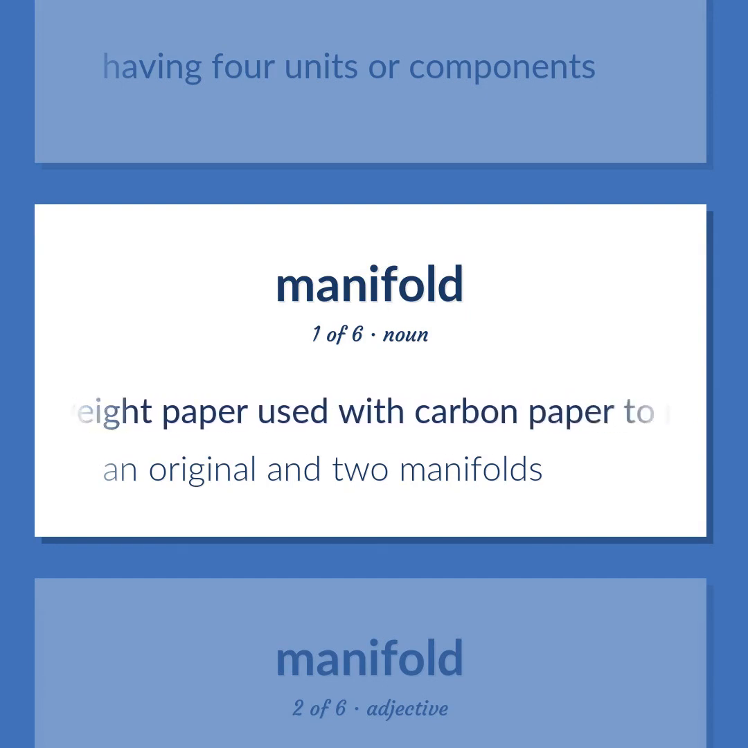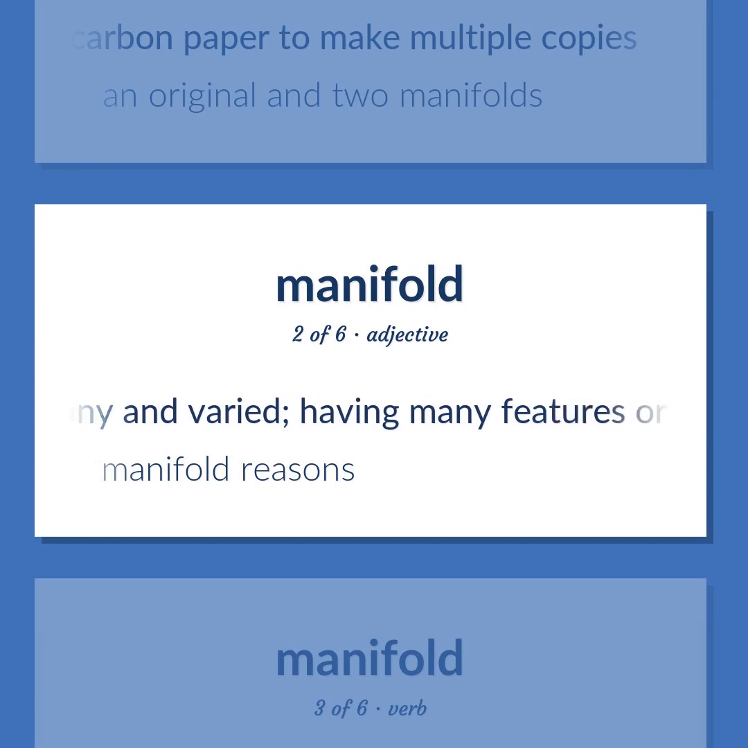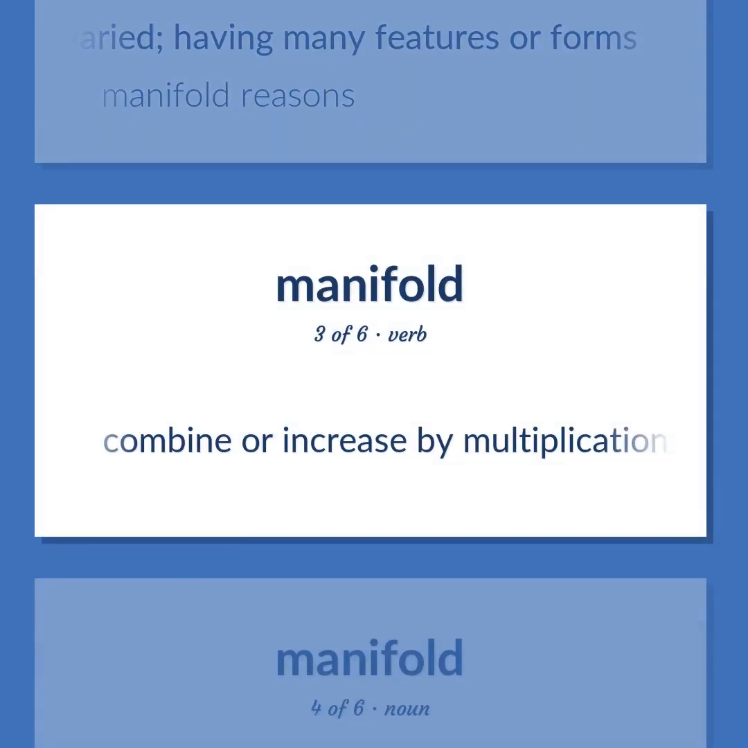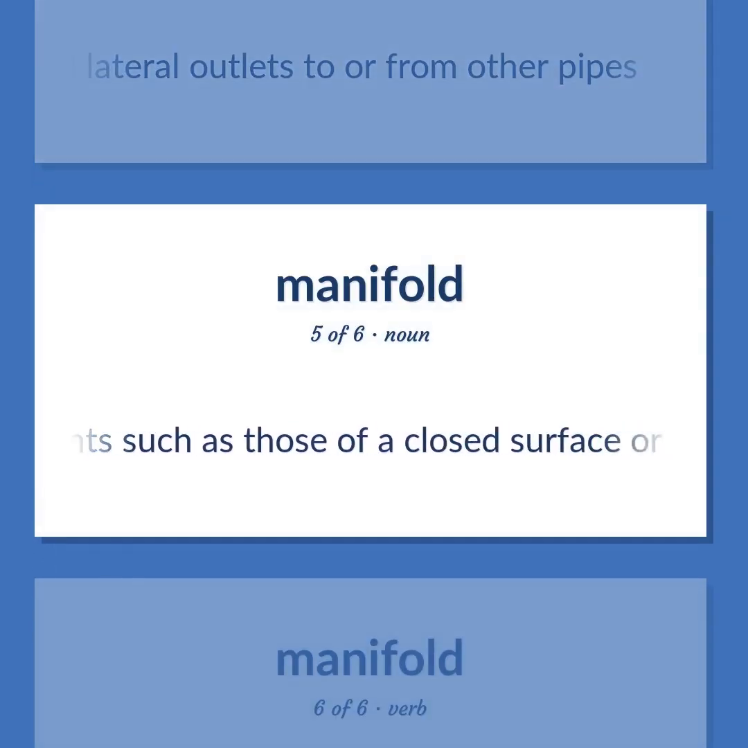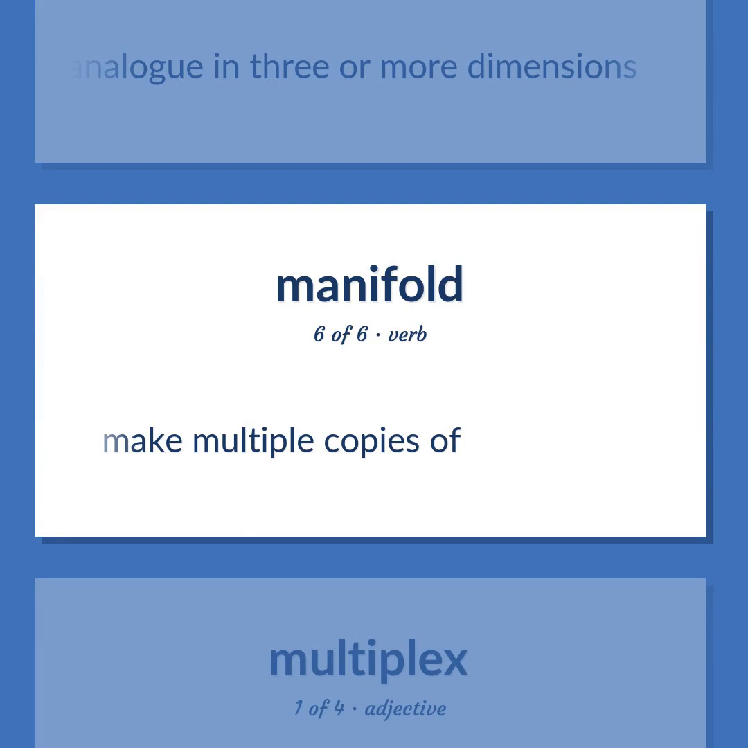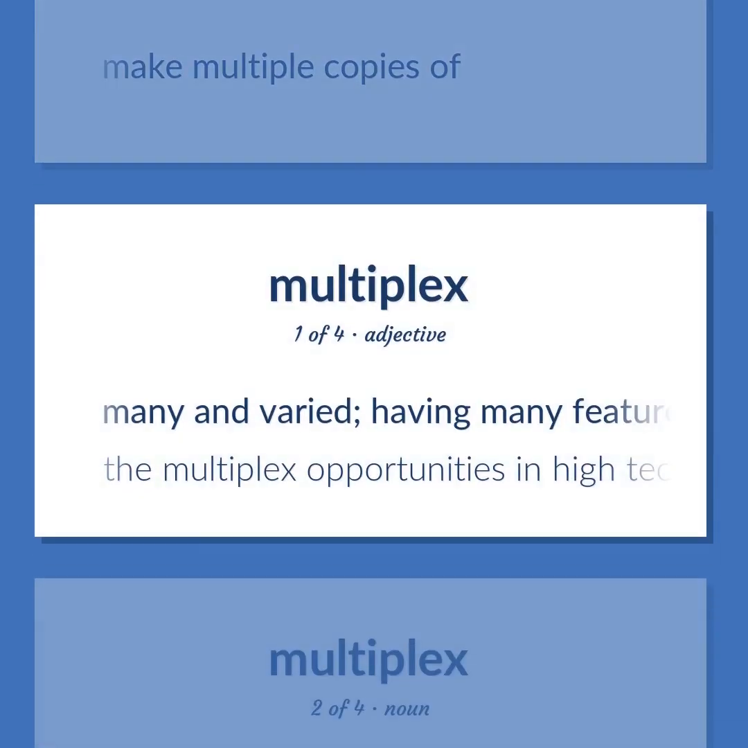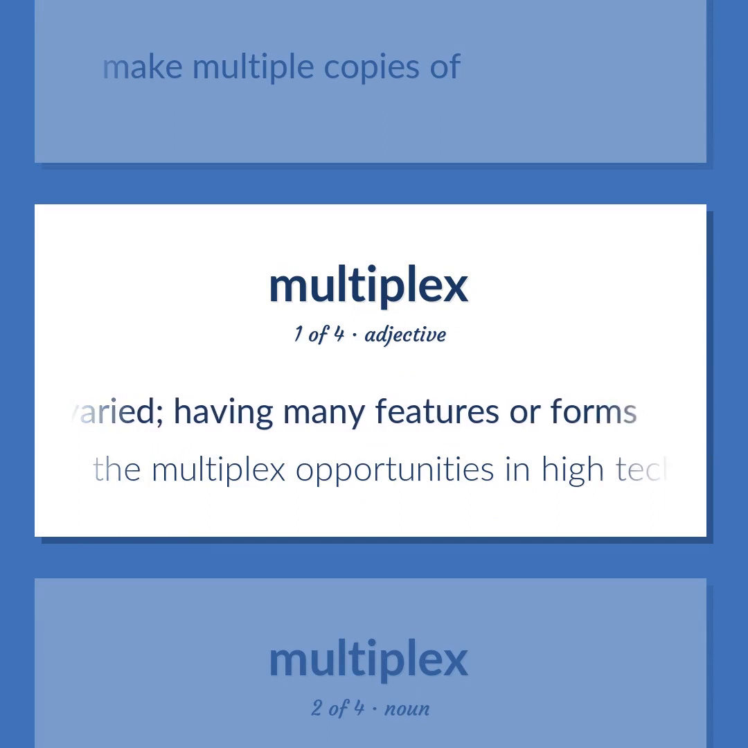A lightweight paper used with carbon paper to make multiple copies. An original and 2 manifolds. Many and varied, having many features or forms. Manifold reasons. Combine or increase by multiplication. A pipe that has several lateral outlets to or from other pipes. A set of points such as those of a closed surface or an analog in 3 or more dimensions. Make multiple copies of. Many and varied, having many features or forms. The multiplex opportunities in high technology.